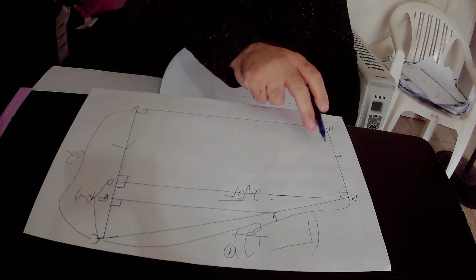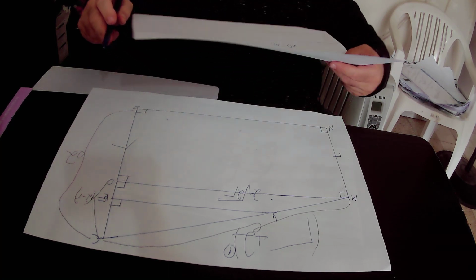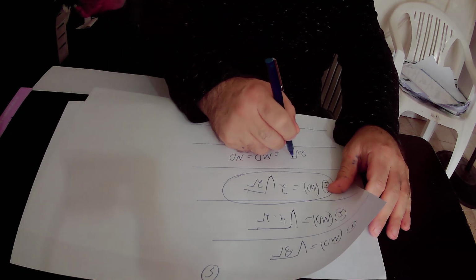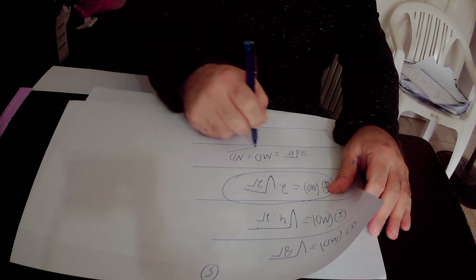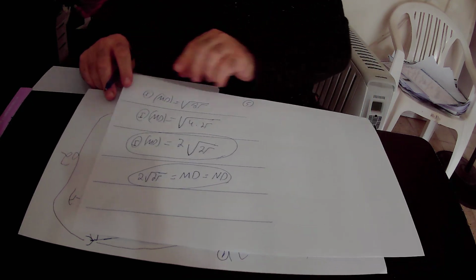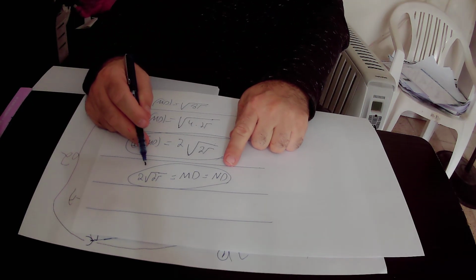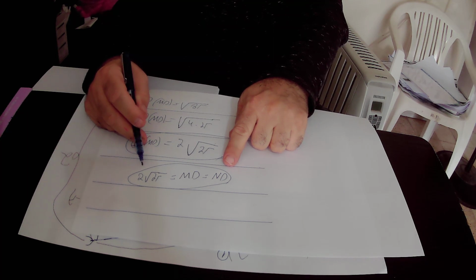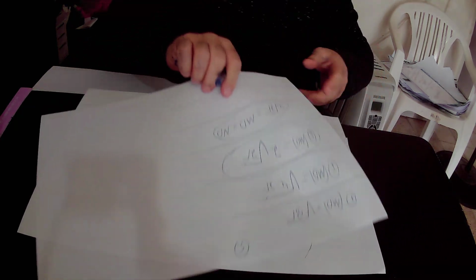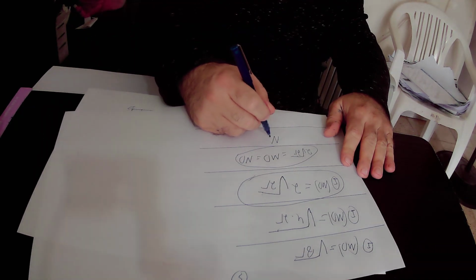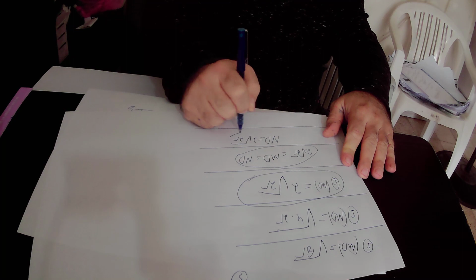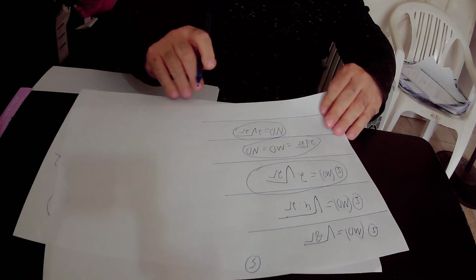But we have already found out that MD equals 2 times the square root of 2r. Okay, so from this equality we will conclude that ND also equals 2 times the square root of 2r.